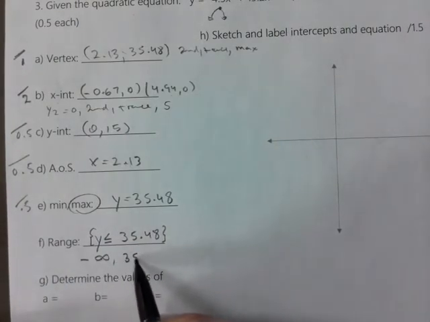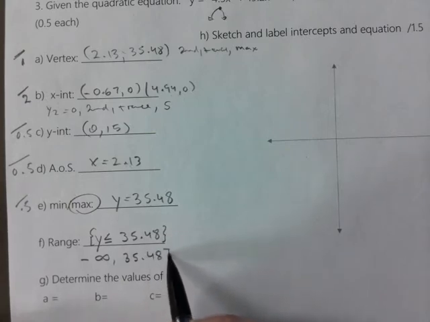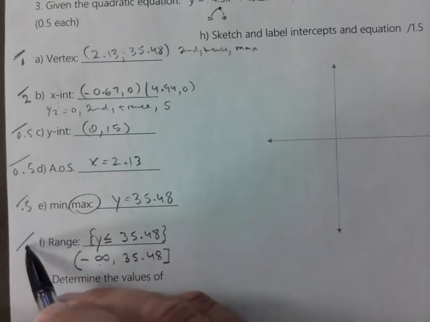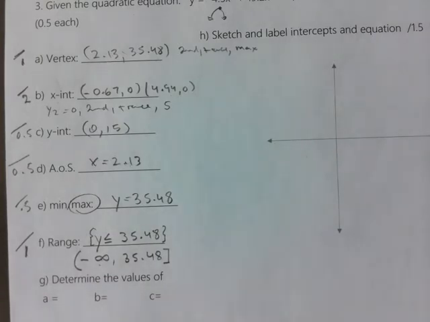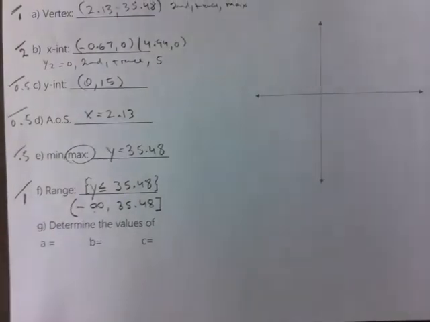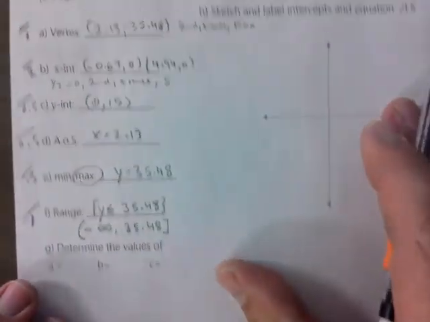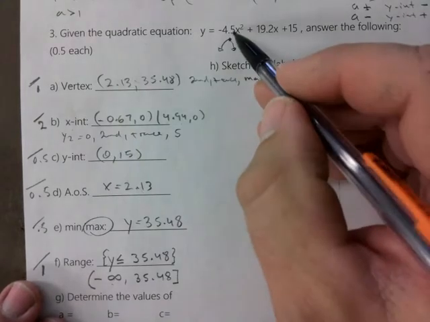Alternatively, this is the other way, right? The interval notation. This is the greater value, this is the smallest, right? And so for range, I'll give you 1 there. And then the values of A, B, and C. No, I'm not asking you for A, B, and C here. I'm asking you for A, B, and C here, right?